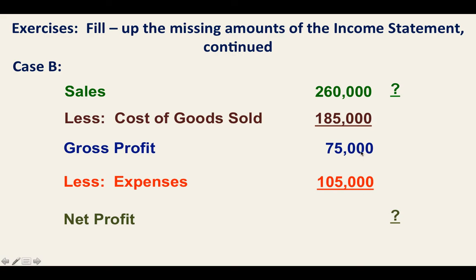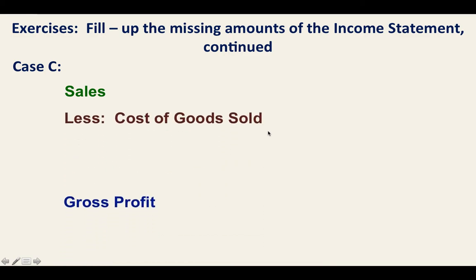So here, class, we can deduct right away 105,000. So 75,000 minus 105,000 will give us a negative 30,000. So it's a net loss. It's not net profit, but it is a net loss. Okay? Questions, class? I will handle your questions later.